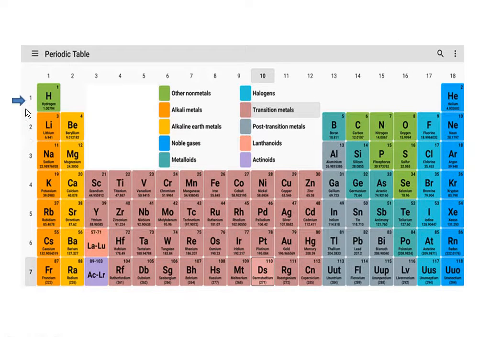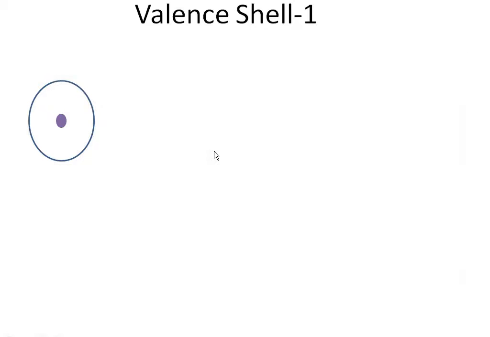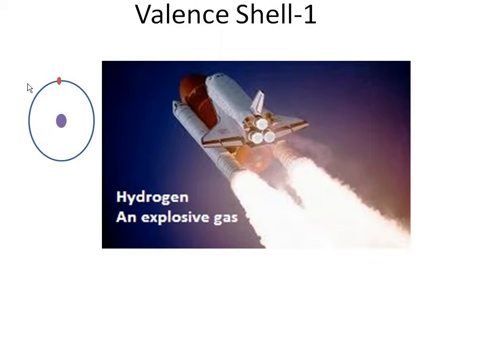First, we look at the first row. The first row has 2 elements, hydrogen and helium. The first row means there's one valence shell. The valence shell is the outermost shell of the atom.